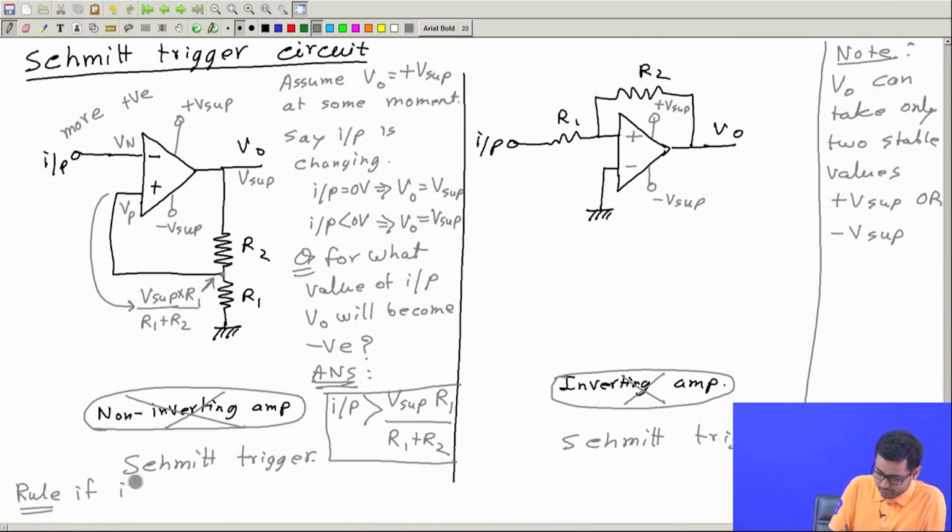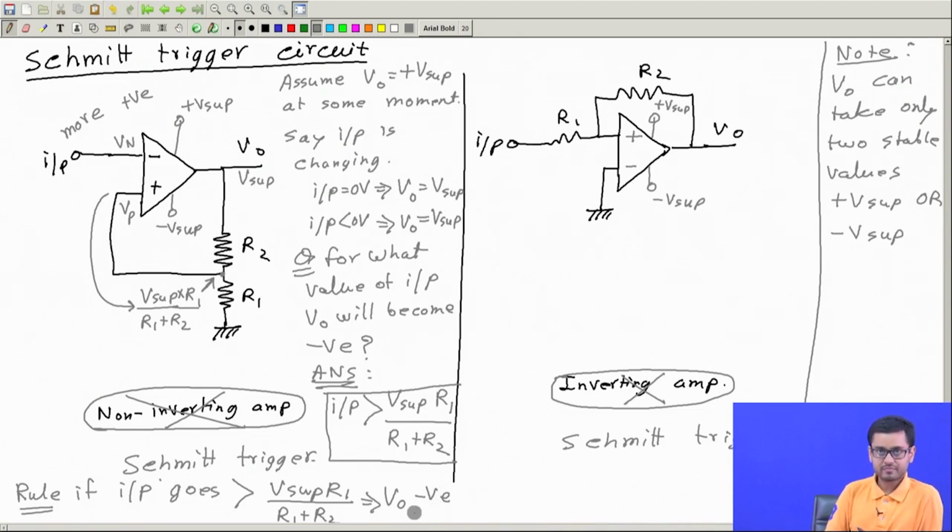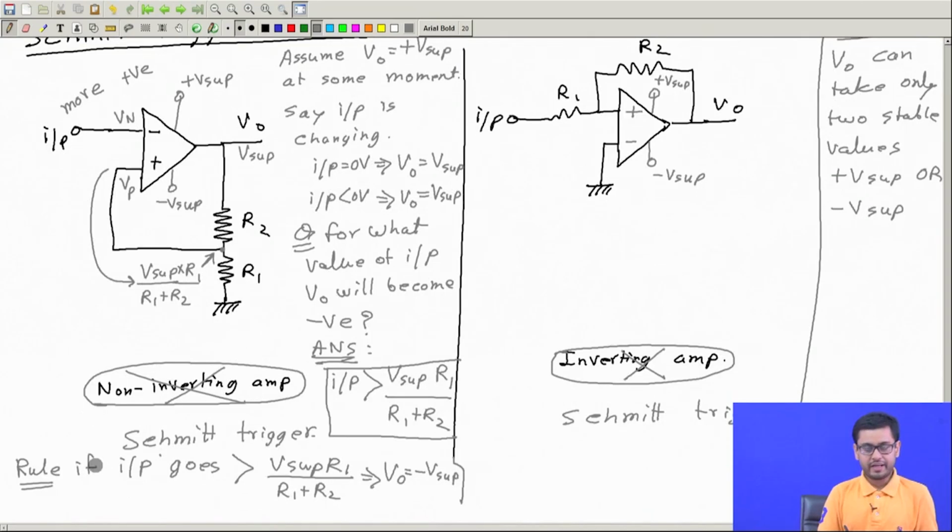Okay. So, here I can write the rule, if input goes greater than V supply R 1 divided by R 1 plus R 2, this will make V o negative, V o equal to negative, that means negative V supply. Okay. So, let me write minus V supply. Okay. Fine. Now, then what will happen?